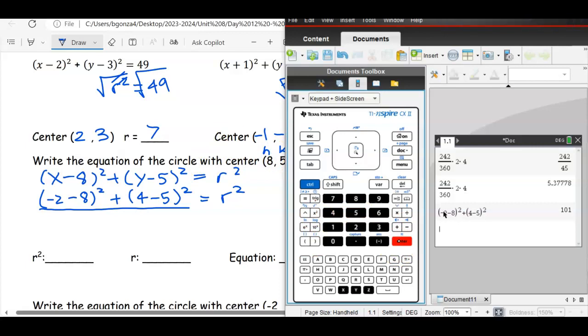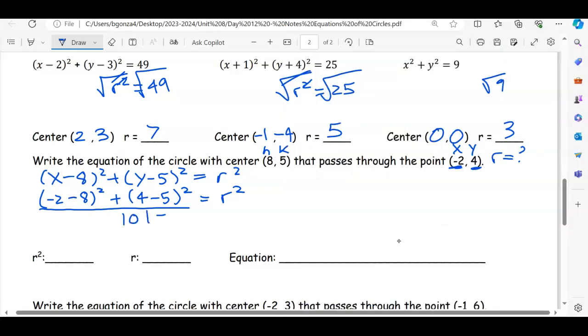Okay, so again, you get the equation, you plug in the point into x and y, type in the whole left side. So now I have 101 equals r squared. So I can put that right here. I know what r squared is. Now, if you know what r squared is, this, and you know what the center is, this, you can already write your equation.